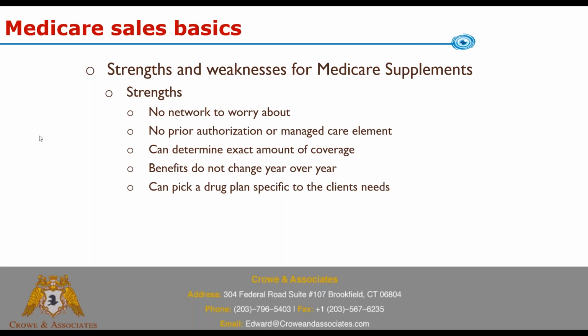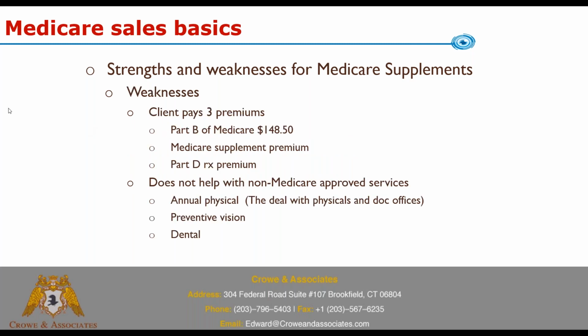They're very low maintenance. And then the other nice thing is, even though you have to pay for a drug plan, you can pick one specific to the drugs they take, versus an Advantage Plan, which just comes with a built-in drug plan. With a supplement and a drug plan, you can tailor it to the plan that fits the best for that person's drug list. Weaknesses, the main one on a supplement is three premiums. Part B, the SUP premium, and the Part D premium.